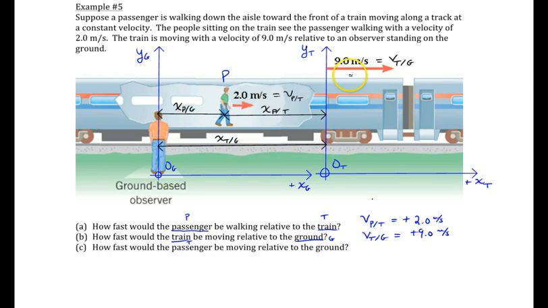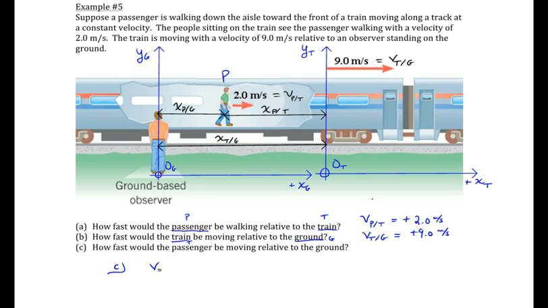Now, we know that the velocity of the train with respect to the ground is 9. We also know the velocity of the passenger with respect to the train is 2. What do you think the answer would be to find the velocity of the passenger p relative to the ground? What does your logic tell you?